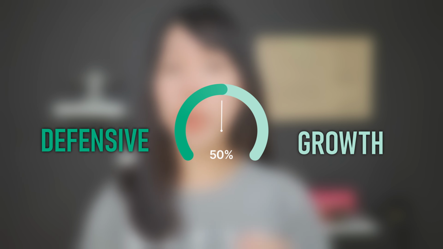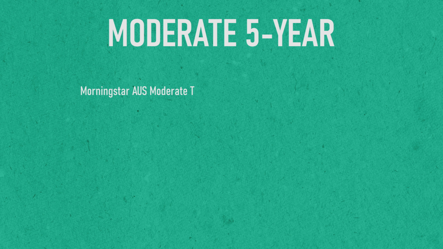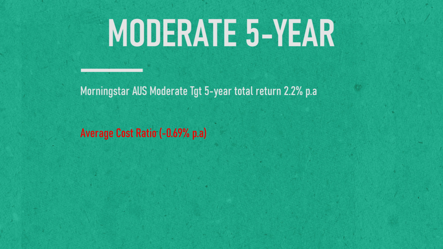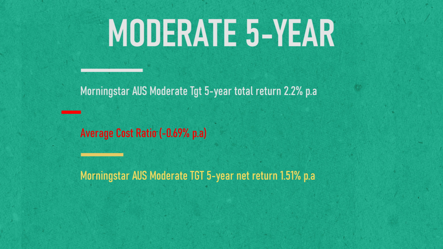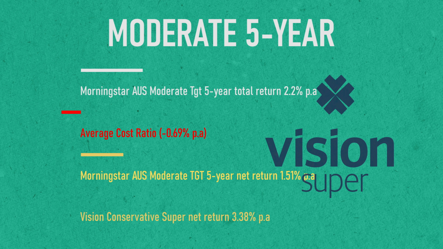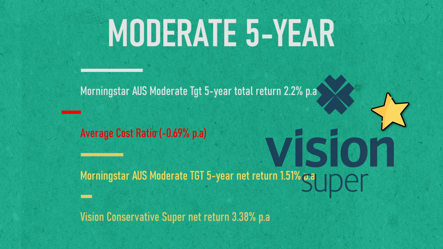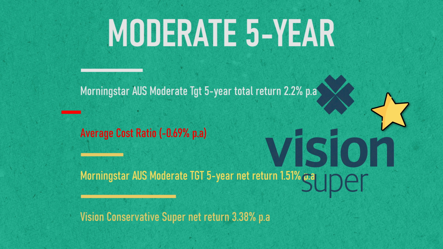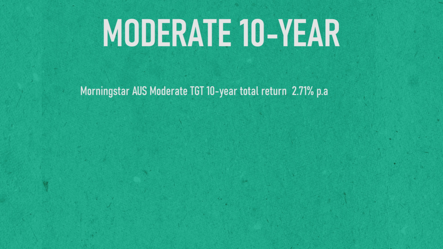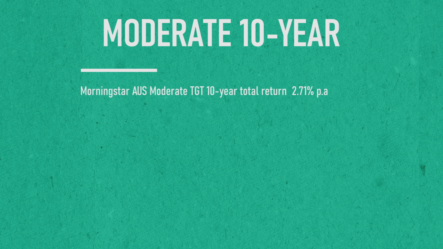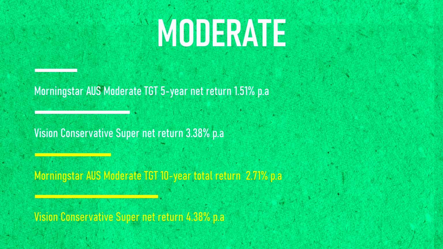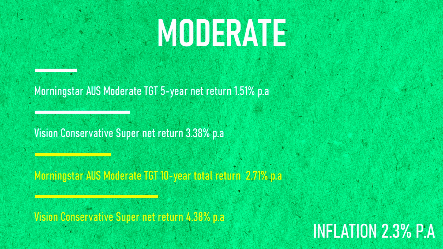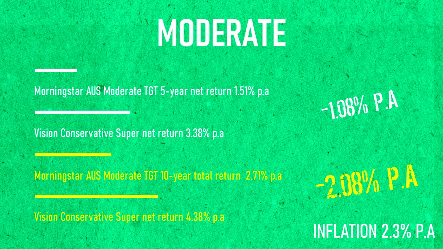Now, let's look at the moderate option, which typically allocates half defensive, half growth assets. The benchmark of Morningstar 5-year total return is 2.2% per year with an average cost ratio of 0.69%, leaving a 1.51% annual return after fees. The winner is Vision Conservative Super option with a net return after fees of 3.38%. The benchmark of Morningstar 10-year net return after fees is 2.71%. The winner is also Vision Conservative Super with 4.38% per year. If we further deduct the inflation rate of 2.3%, the net returns after fees and inflation are 1.08% and 2.08%.